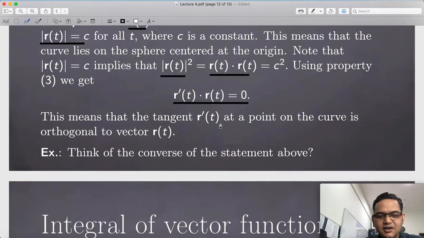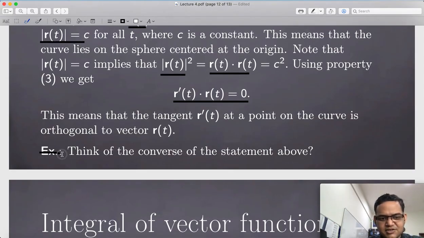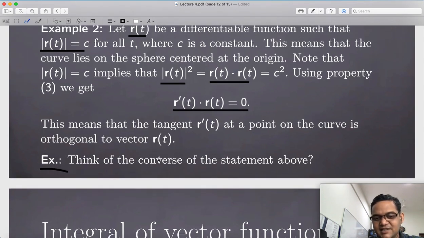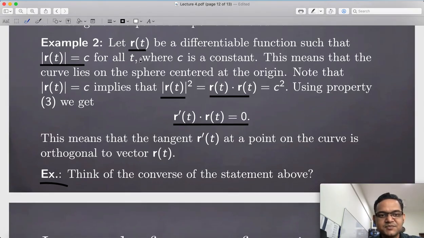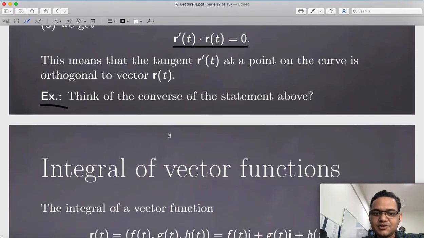Now I have given you a small exercise also here. This is basically one side, correct? Now I give you the converse. Think of how to formulate the converse of this statement. Basically what I am saying is that you start with a function and assume that this property holds. Can I conclude something about r t? That will be the converse. So think about whether it is only one way, or the reverse direction is also going to be true.